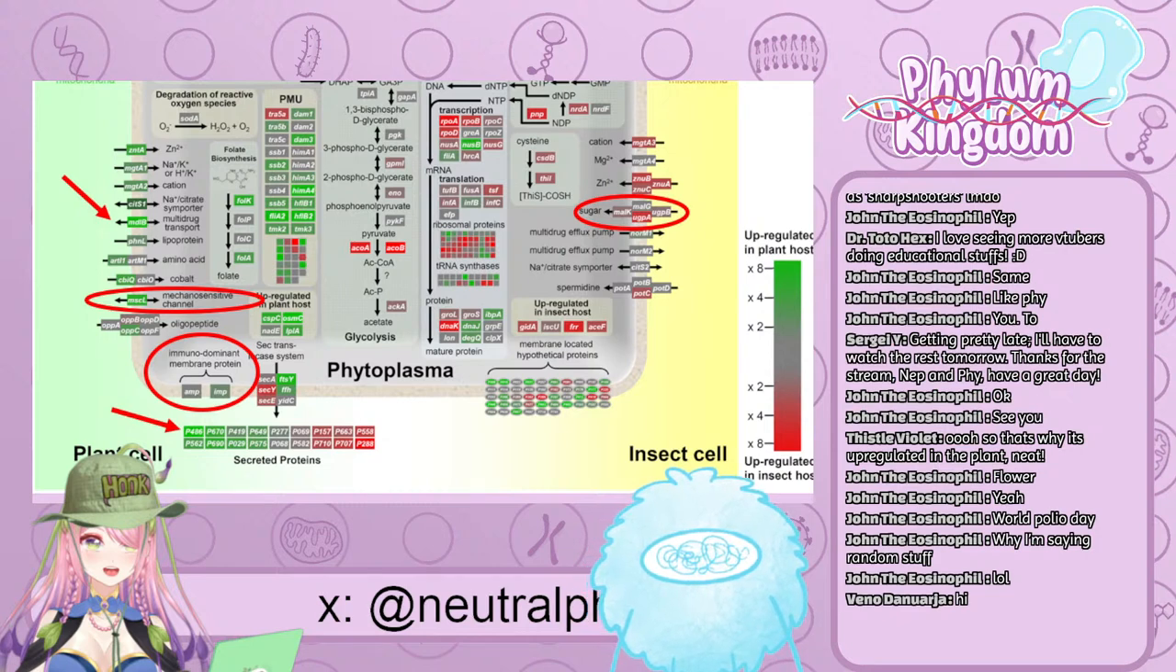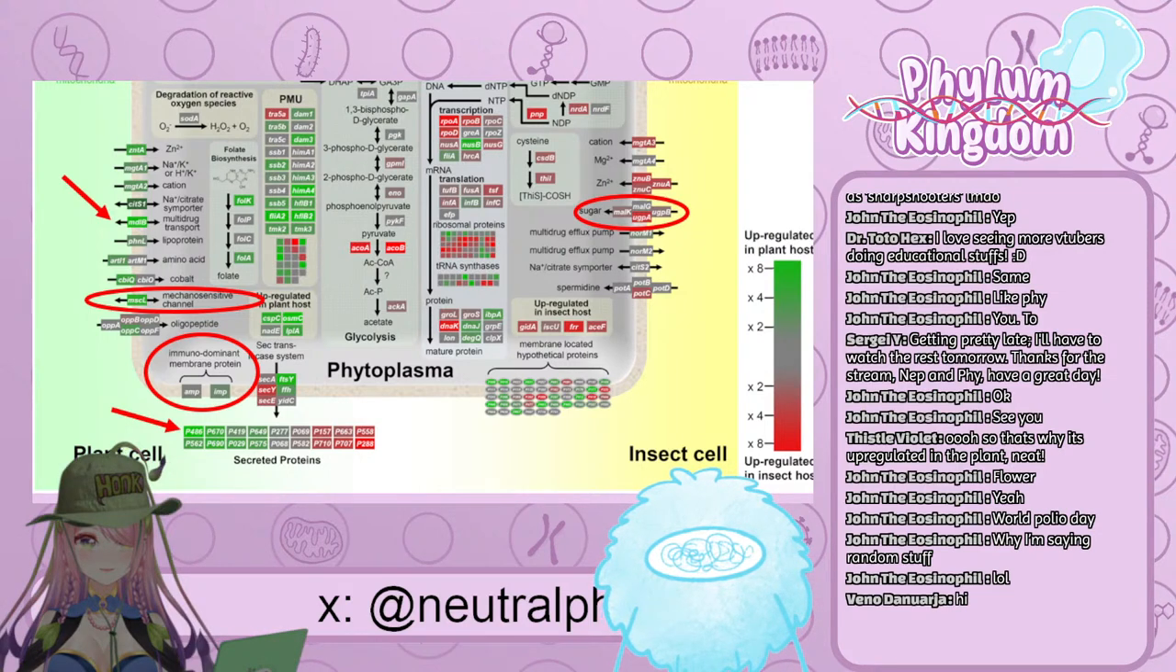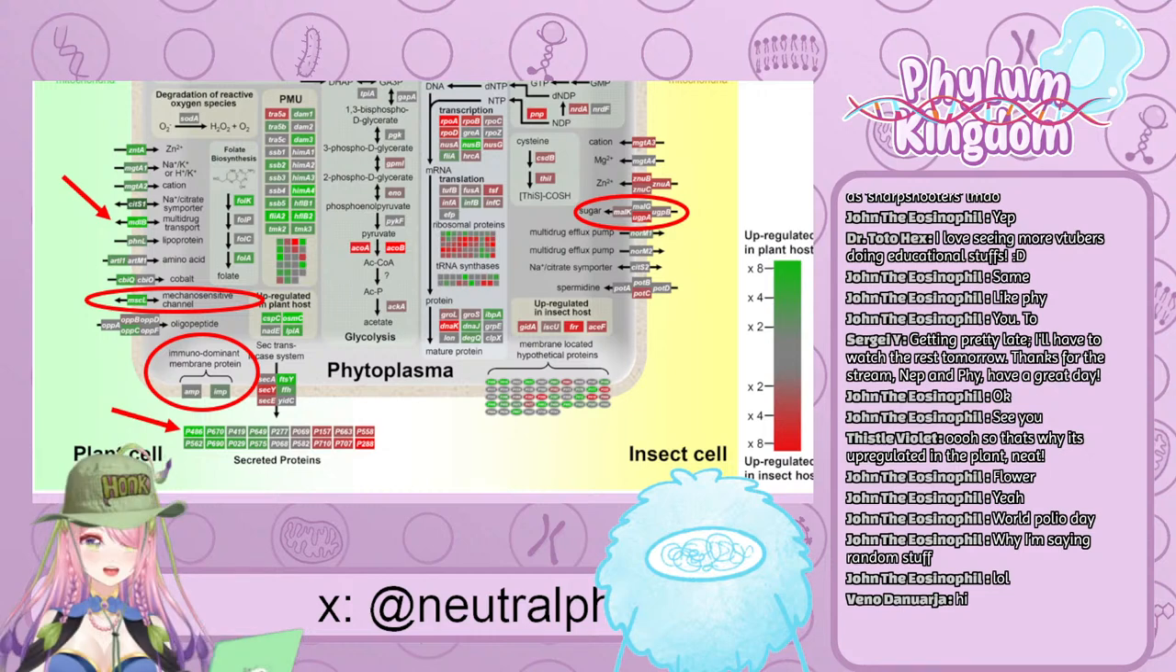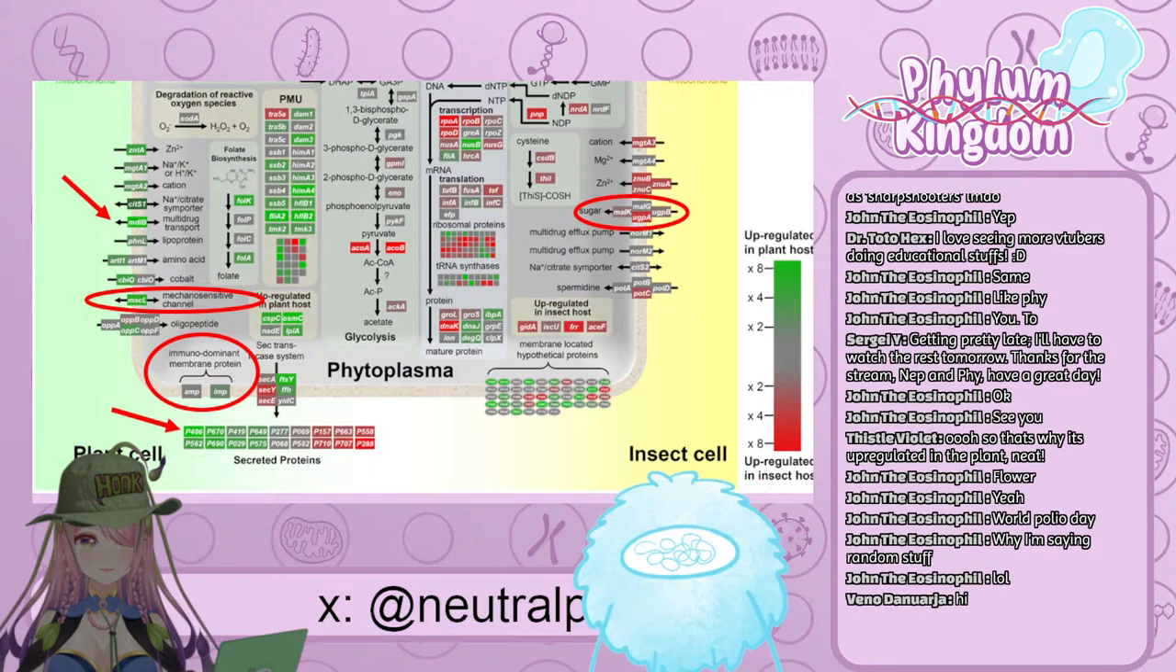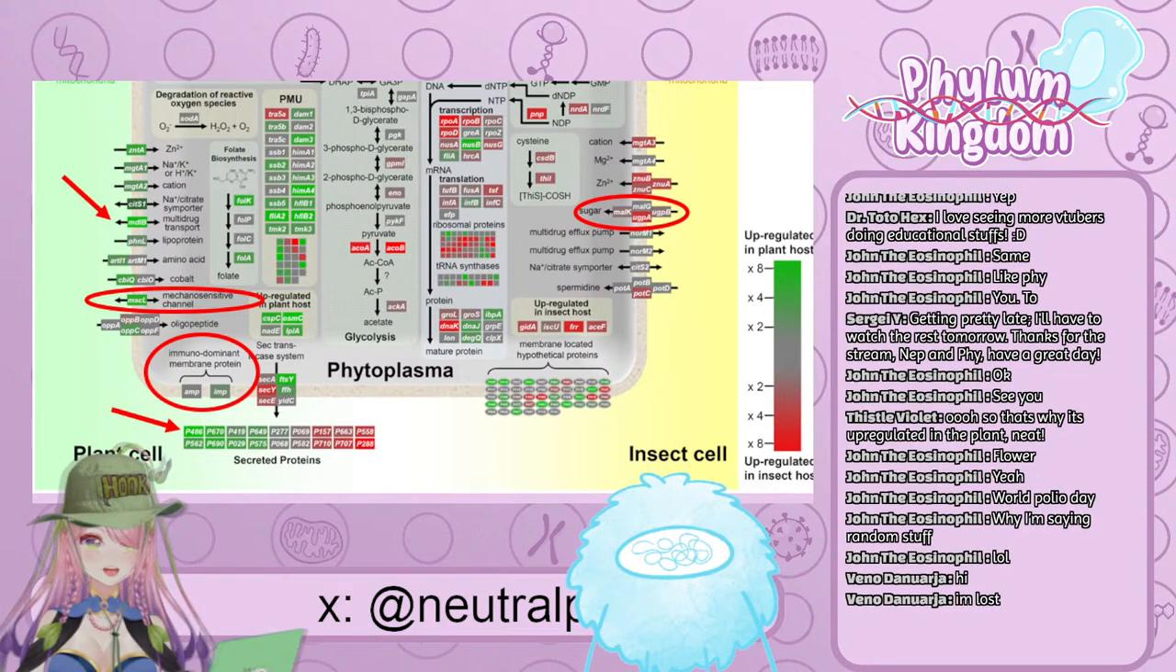Okay. What I'm going to say is, the cells that the phytoplasma reside in are called phloem cells. Phloem are responsible for the transport of sugar. Oh, okay. So this makes a lot of sense then. If phloem are very sugar rich, then the phytoplasma might not need as many sugar pumps when they're in the insect.